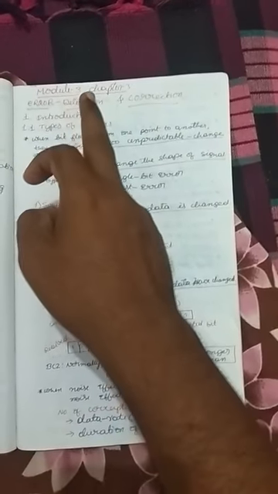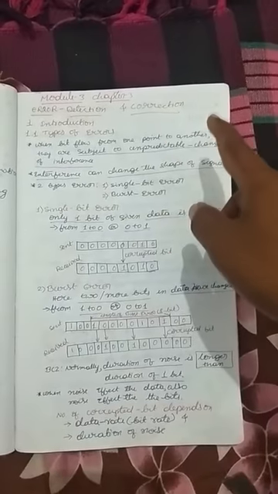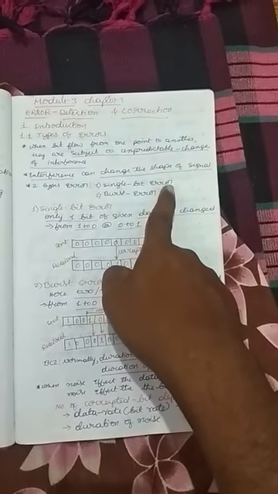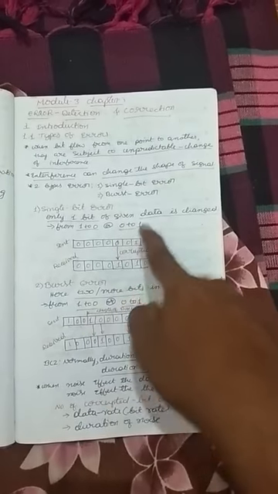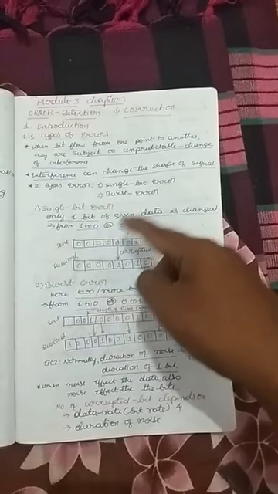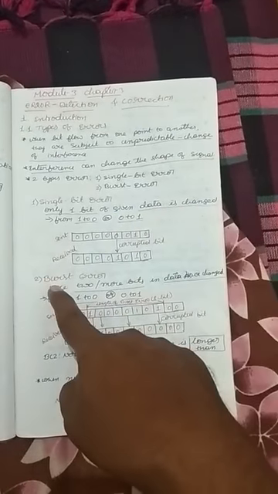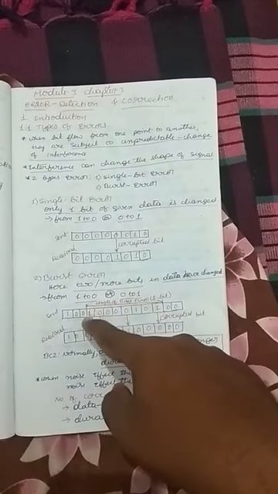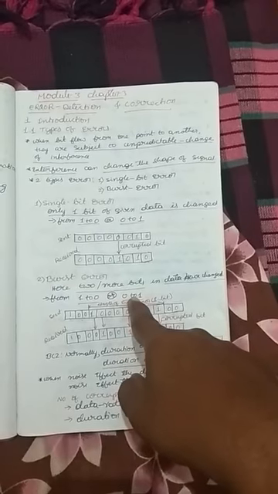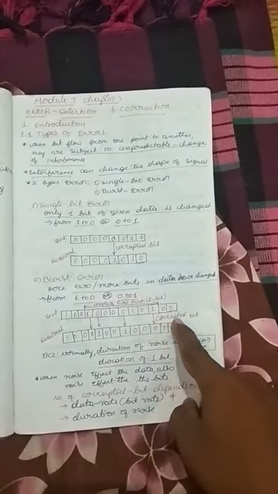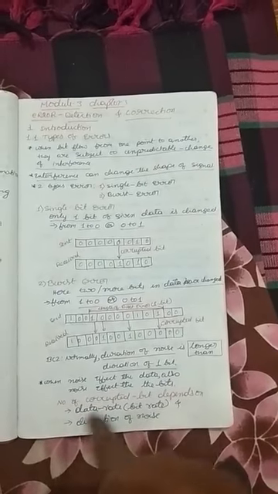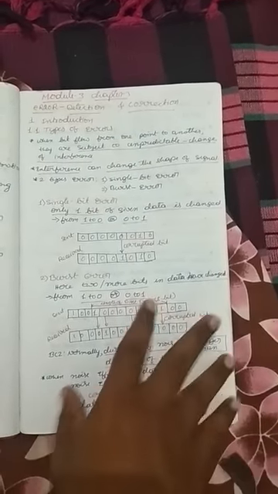What are the topics we discussed today? Introduction to error detection and correction. There are two types of error. One is single bit error, which means only one bit changed from 1 to 0 or 0 to 1. In burst error, two or more bits are corrupted. The number of corrupted bits depends on data rate and duration of the noise.